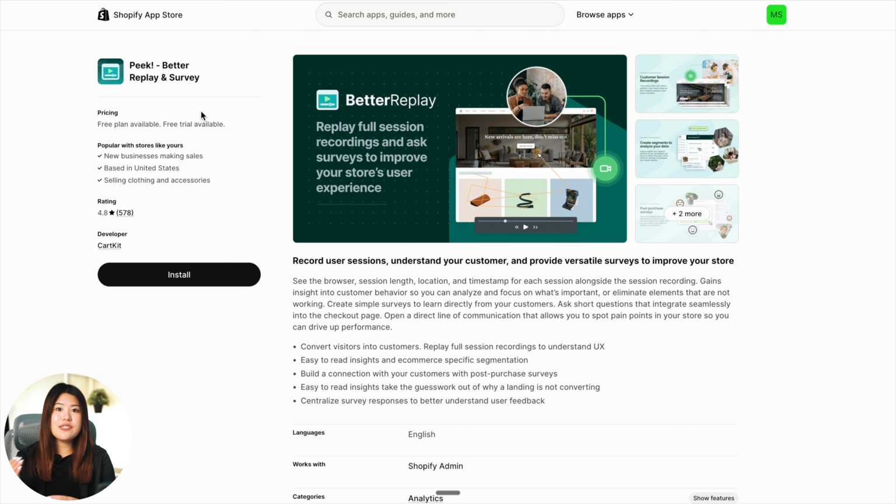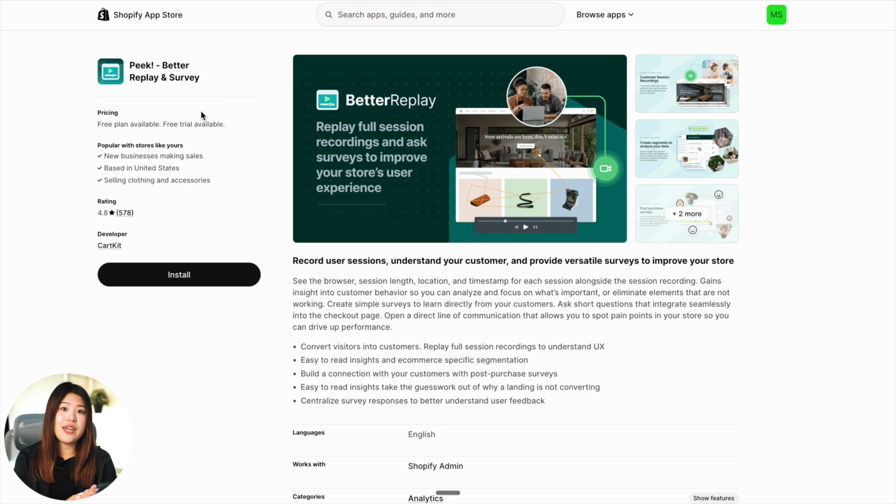So it literally lets you see how people move through your site, where they click, where they stop, where they get stuck, and where they leave. So instead of guessing what's wrong, you can actually watch it happen. And this is huge because small problems kill conversions. Like if people keep dropping off on a product page, or they're clicking something that doesn't work, or they're hesitating during checkout, you'll actually see that behavior.